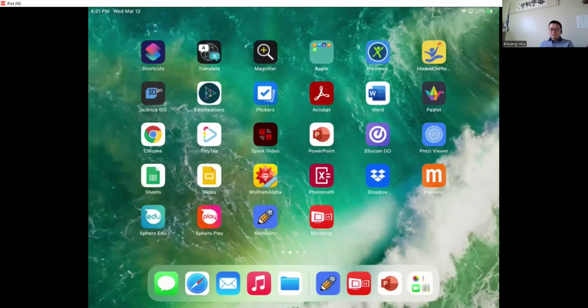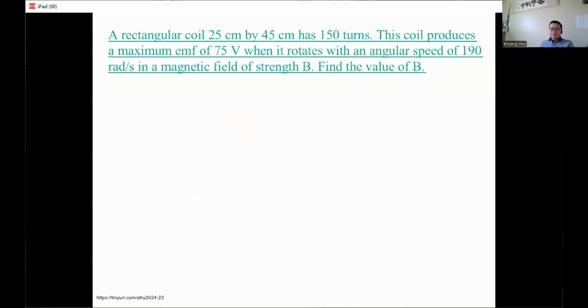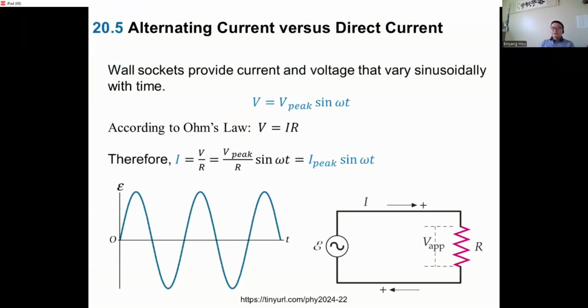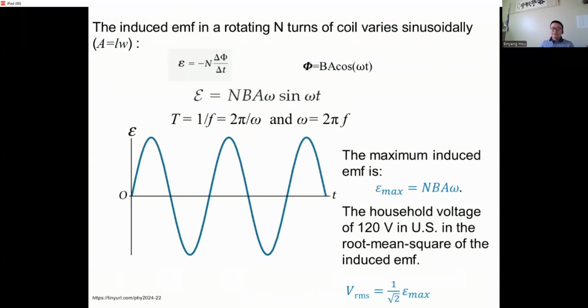Okay, going back to the slide there. Now let's go back to chapter 20. So in the previous slide, you can see the electricity generated by a coil like that is going to be a sine function or cosine function, right? That means half of the time you get positive voltage, and the other half of the time you get negative voltage. And if you look at the current, half the time you get positive current, half the time you get negative current. Such an electric signal is called an alternating current signal.